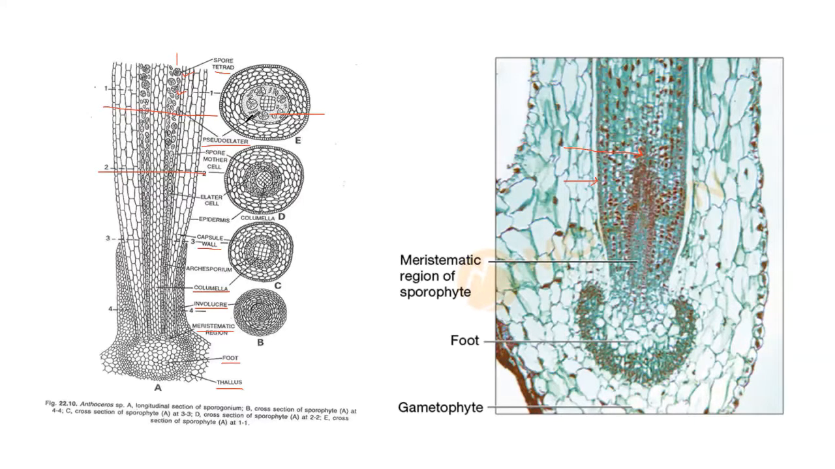Because not only is it providing the support, but at the same time, from the base to the top, obviously the transport of the food material and water would be taking place. Each and every cell is chlorochromatous, so they are preparing the food material, and water will be taken up and slowly travel up to the top. So probably this is the primary vascular cylinder.